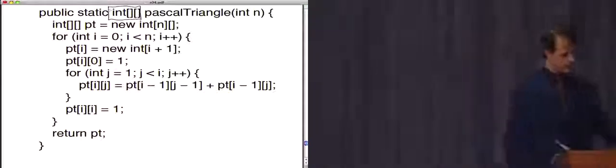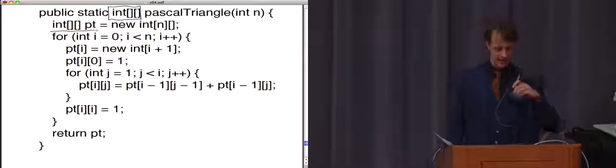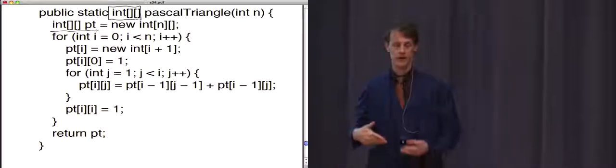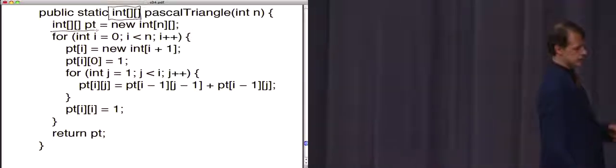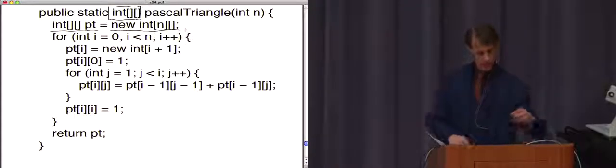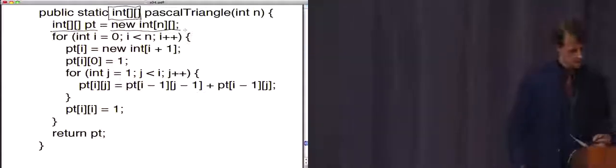The very first line of code declares a variable, pt for Pascal's triangle, and that's where I'm going to store our return value, but we need to build it first. To get started, I'm going to allocate an array of n arrays of ints. So here's what that looks like.